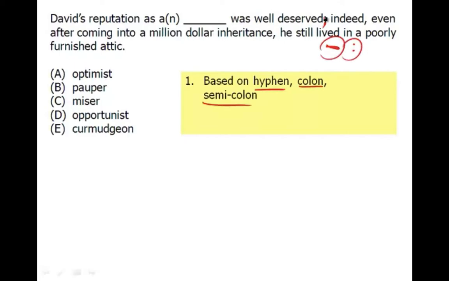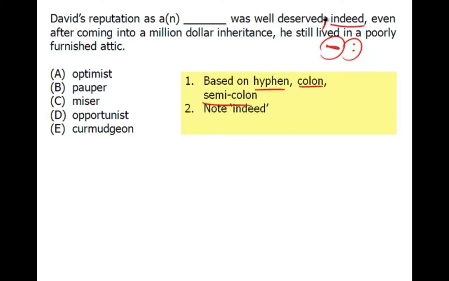And it's important because these types of text completions are very common on the GRE, so it's important to know that more or less these three are used interchangeably. What are they elaborating? What's going on? Well, David's reputation as a blank was well deserved. Tell us more, elaborate. So we get our semicolon. We have a word like indeed. Indeed is, again, a word that shows us we're going in the same direction. There's no shift, so it's simply elaborating.